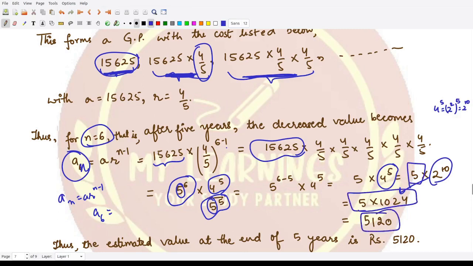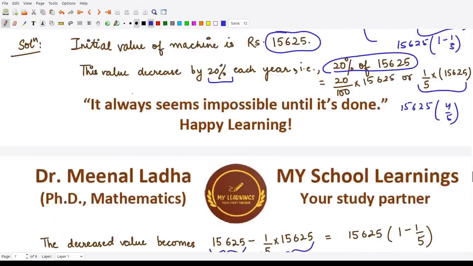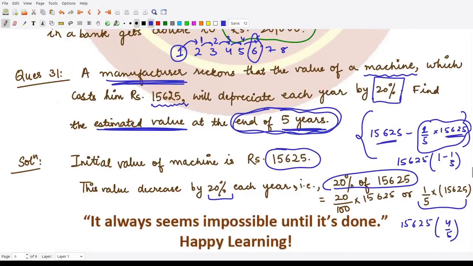So you see, the estimated value of the machine at the end of 5 years is just 5,120 rupees. However, initially the cost was 15,625. So this fast the machine loses its value if the depreciation rate each year is 20% of this initial cost. So I hope you understood this question and how to solve it through the way of GP.